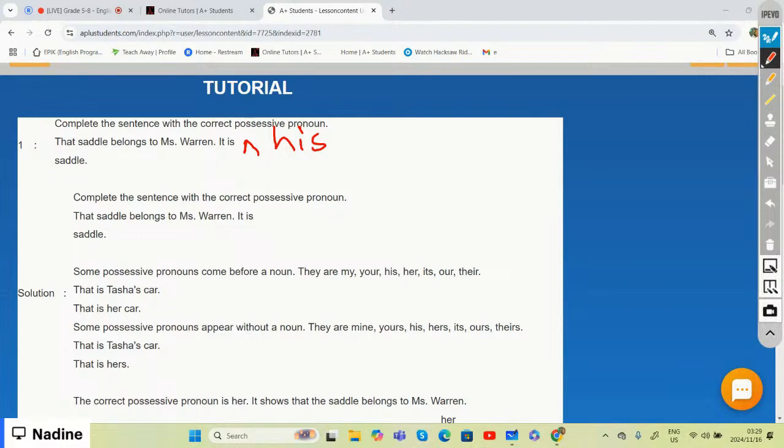All right. If we look at the next one, so it is his bag, his saddle, and the reason why we chose specifically his is the word that we must change into a pronoun.